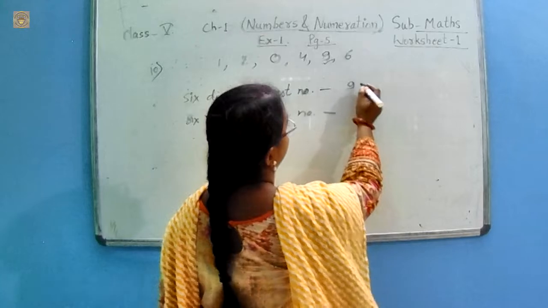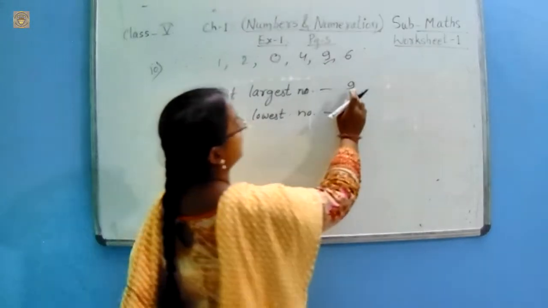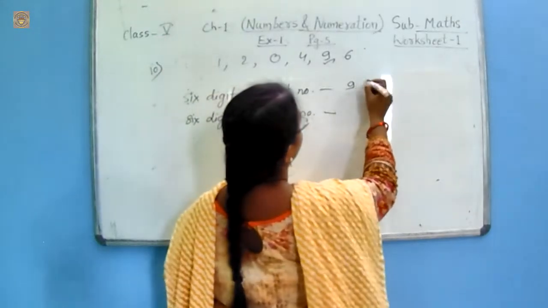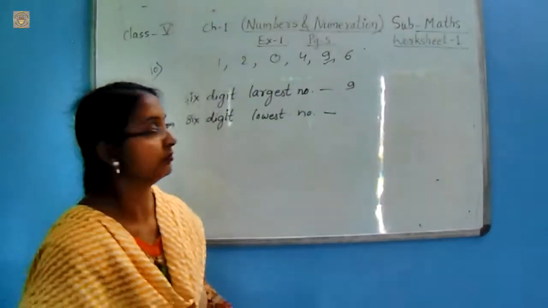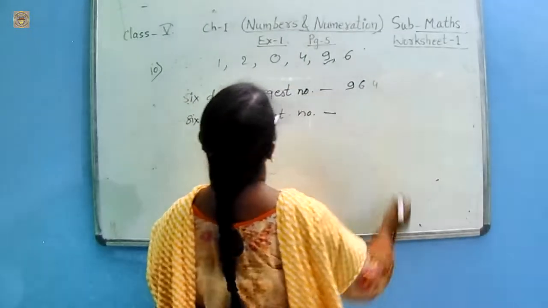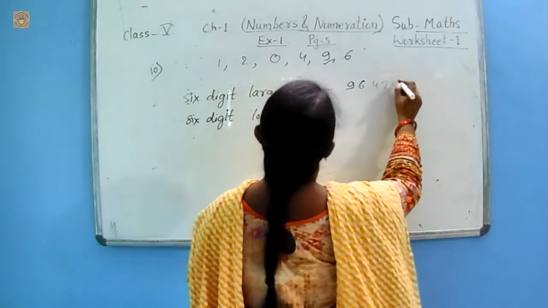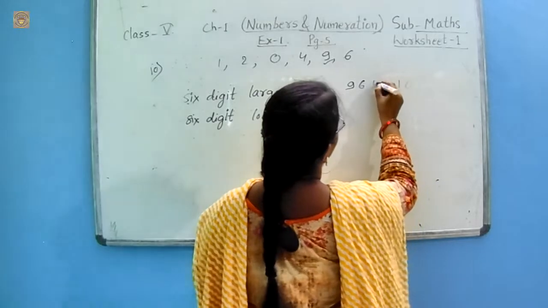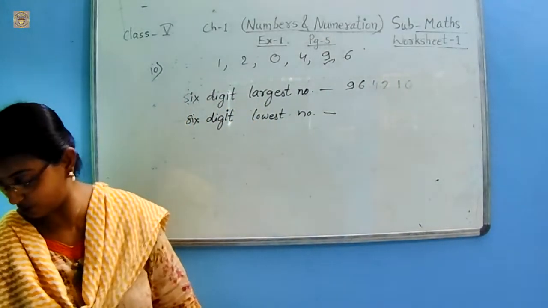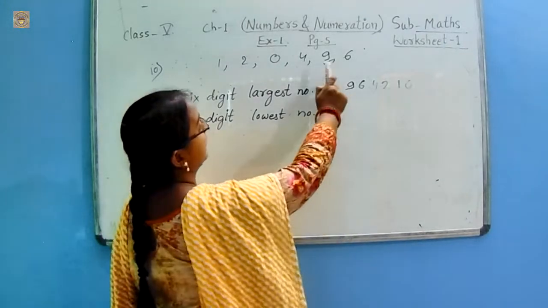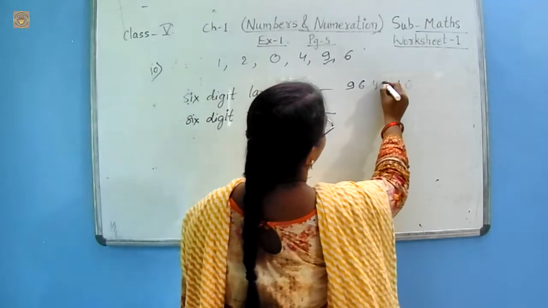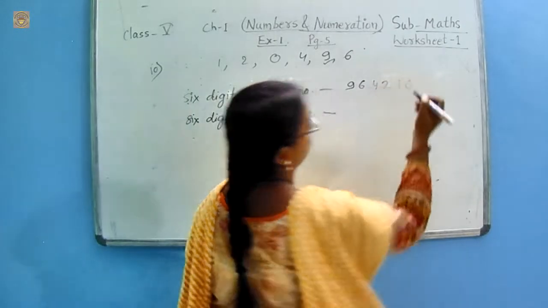So we already know 9 is the greatest number, so we have to put 9 first. Next, 6, and then 4, and then 2, 1 and 0. Sorry students, the marker is not working properly, but the number will be 964210. Sorry.